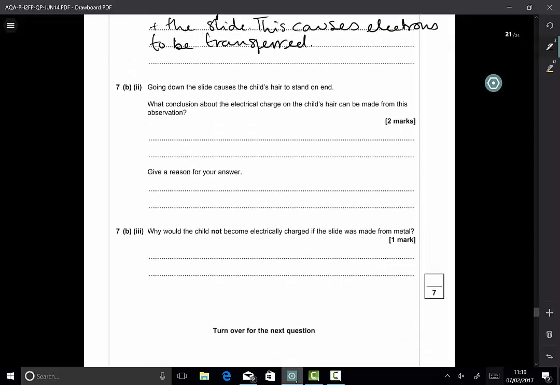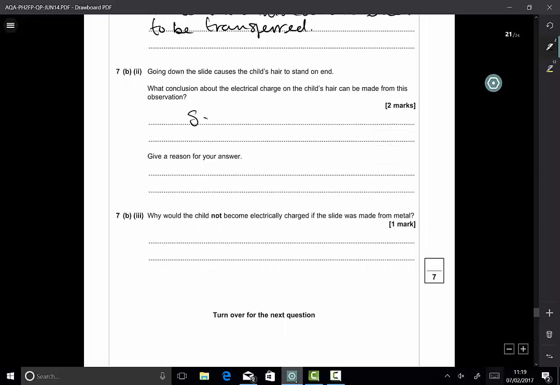Okay, going down the slide causes the child's hair to stand on end. What conclusion about the charge on the child's hair can be made from this observation? Okay, so if the child's hair is standing on end, that means it's all pushing apart from each other. So the hairs must all have the same charge. And we know that because it is repelling. The hairs are repelling.